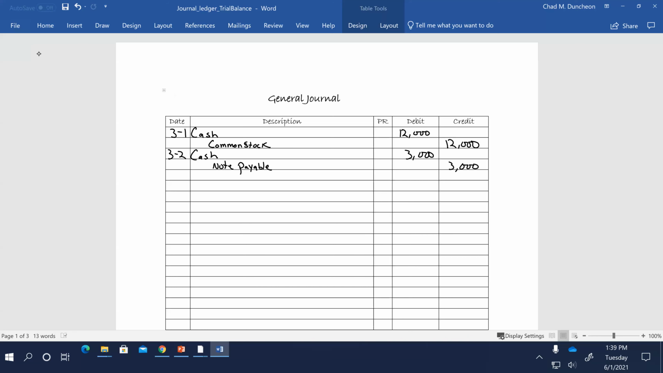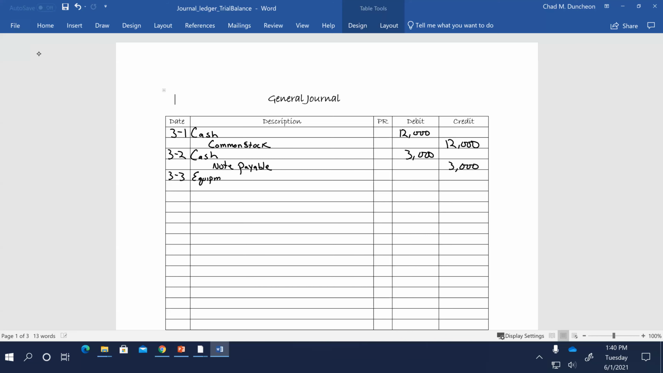Number 3, on March 3rd, High-Tech purchased office equipment from Metro Inc. for $4,500 cash. In this case, we have an asset, our office equipment. We are receiving more, it is going up in value, but we also pay cash, which is an asset, but it is going down in value. The amount of cash we have, this is going out of the company. So for this one, we would go 3-3.